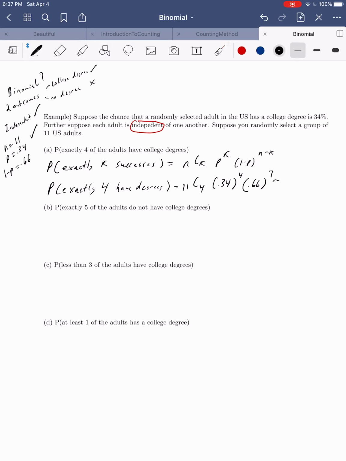All right, let's go ahead and actually type that in and see what we get. So if we type that into our calculator, you can do this all in one line. So 11C4, and then times, and use parentheses, 0.34 to the fourth, and then times 0.66 to the 7. You should get that that comes out as approximately 0.241. So there's about a 24% chance that exactly 4 of the 11 people will actually have a college degree. All right, so let's go ahead and take a look at the next one.